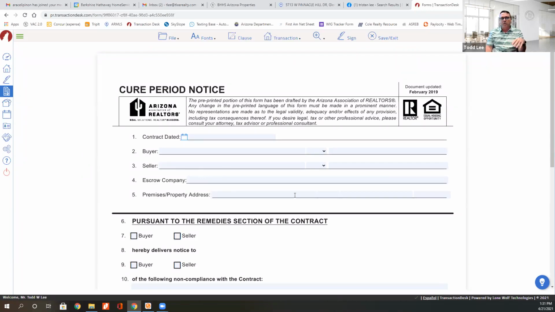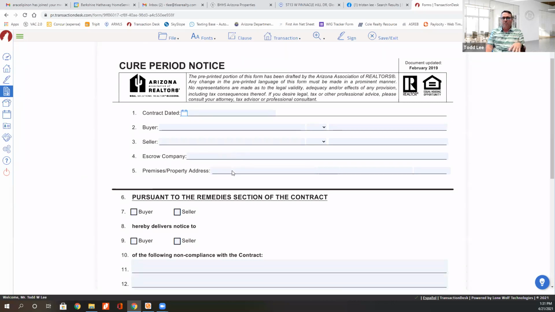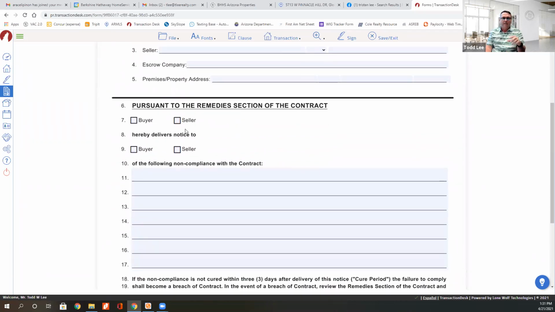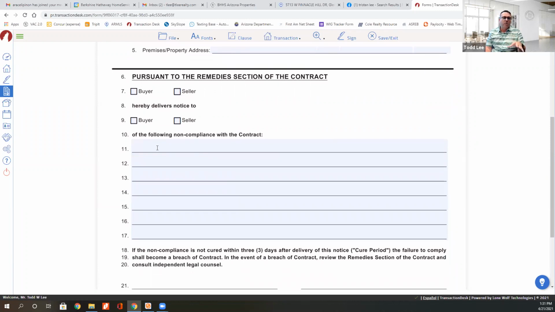If you need to put in the cure period notice, again you put in the contract date, buyer, seller, escrow company, premises. Pursuant to the remedies section of the contract, buyer or seller hereby delivers notice to the buyer or seller, whichever it is, of the following non-compliance with the contract. Then you cite the line and the verbiage from the contract that they are in violation of. That's really all you need to do, and then send it over to them.